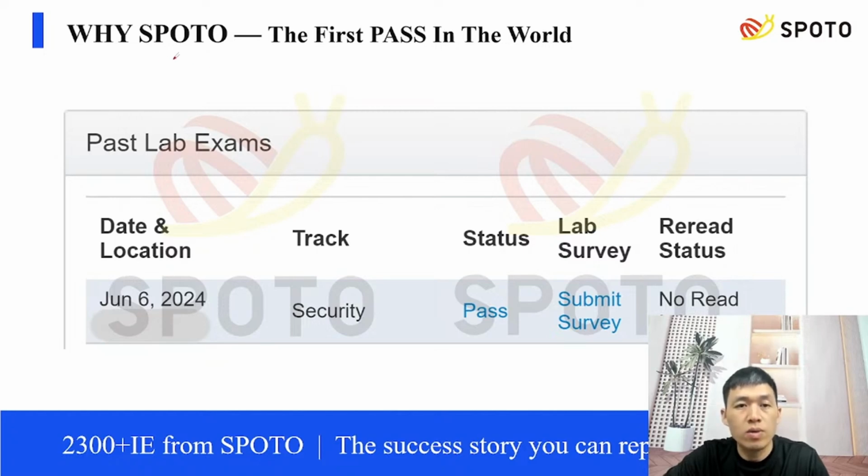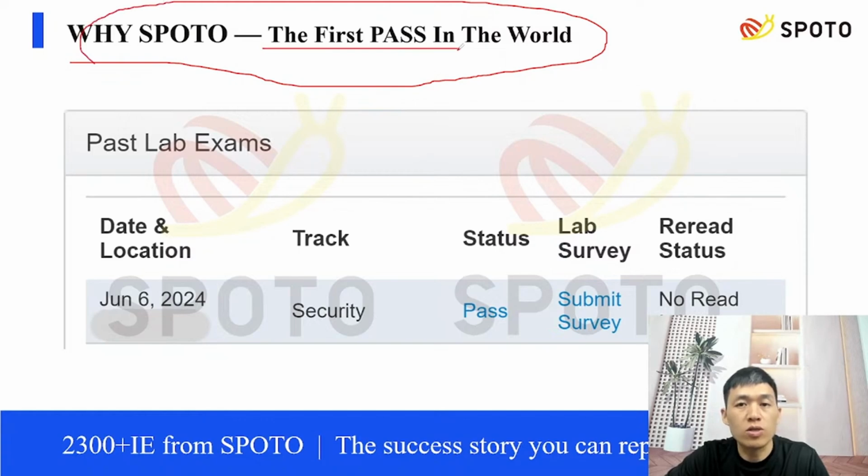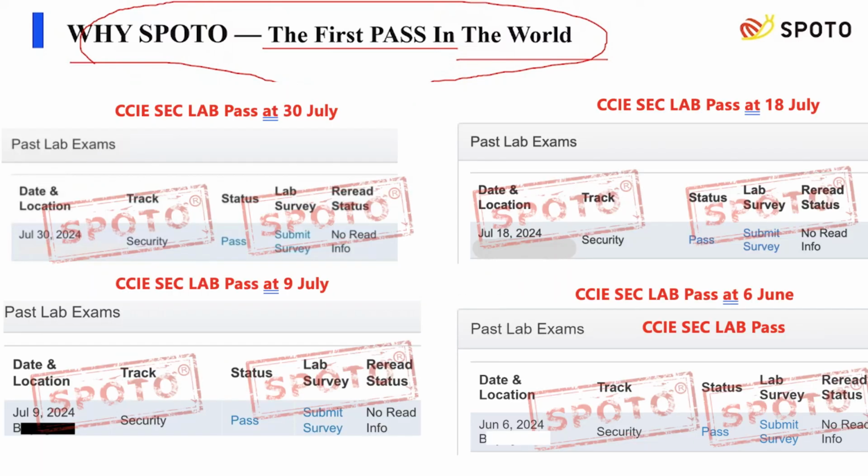Once again, this is the proof of the first pass in the world. Okay, we got pass on June 6th. You can verify it. It should be the very first pass in the world. Okay.